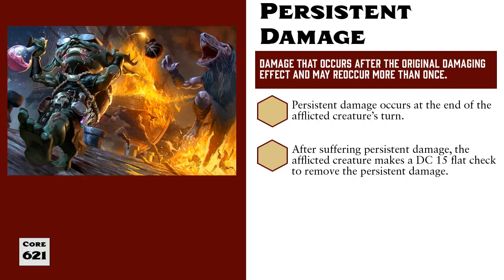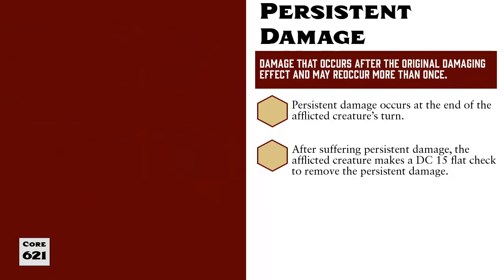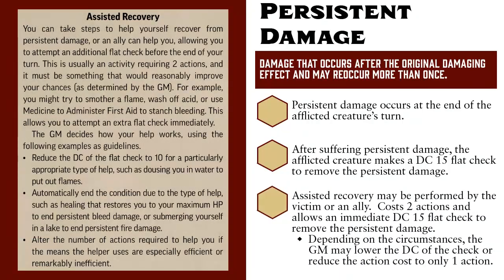The good news is you're not at the mercy of one flat check every round to remove the condition. You can also use assisted recovery. Assisted recovery can be taken by yourself or by an ally and costs 2 actions. When you take the assisted recovery action, you explain to the GM what you would like to do to stop the persistent damage, and they determine what effect your actions will have.